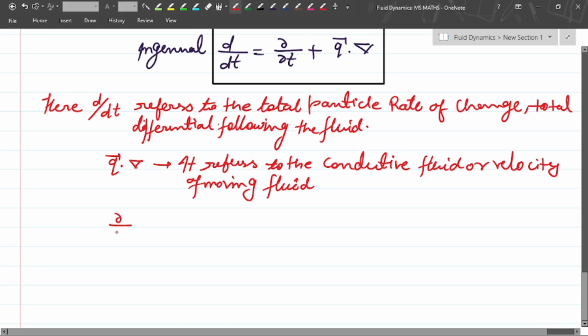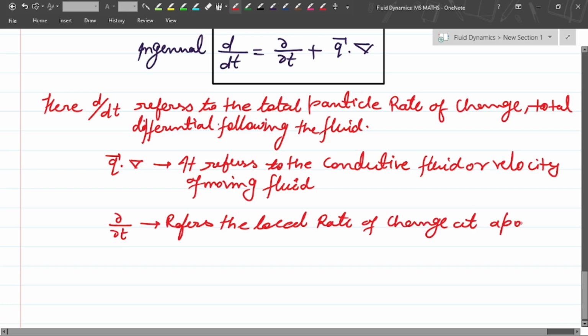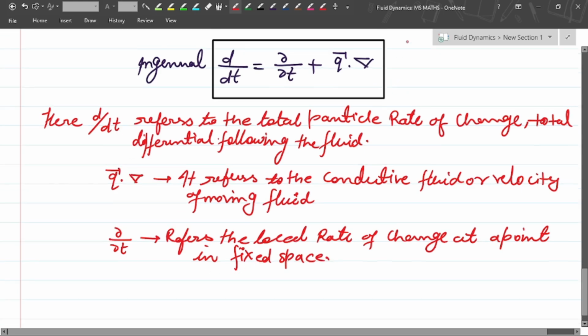And at last, dou by dou t refers to the local rate of change at a point in fixed space. So this is the physical significance of this particular generalized formula.